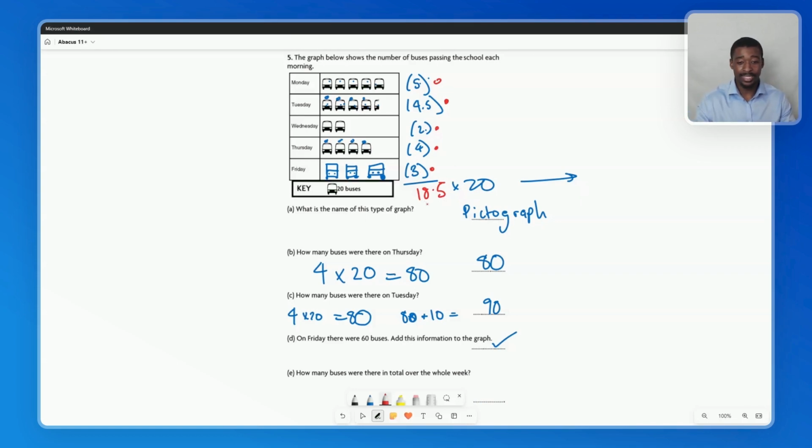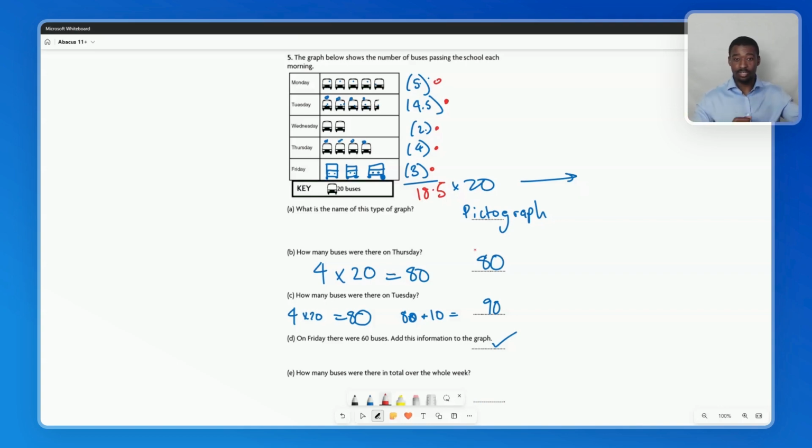So here we can do 18 times 20 and then 0.5 times 20. So 18 times 20, well, what's 18 times 2? That should be a bit easier. 18 times 2 is 36, right? Doubling 18. But then it's not 18 times 2, it's 18 times 20. So it won't be 36, it will be 36 times 10, 360.